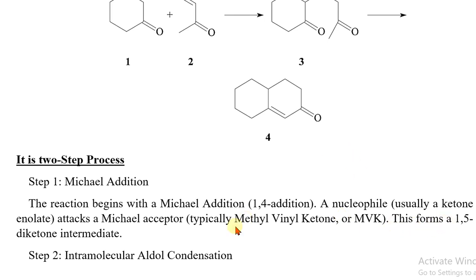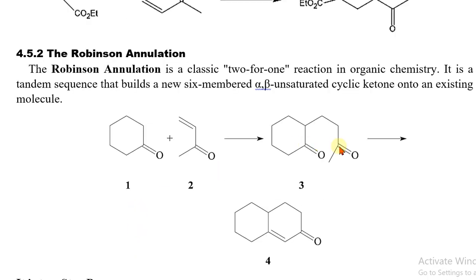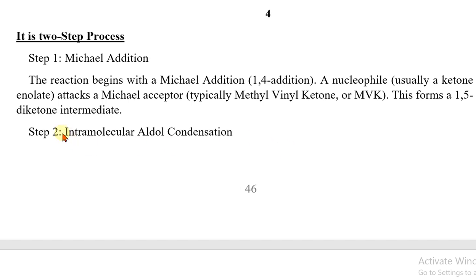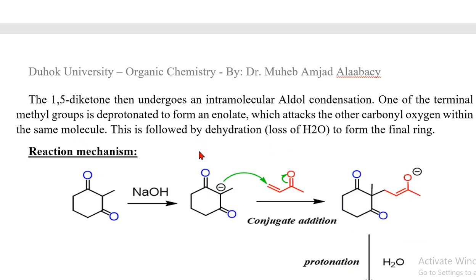So this forms a 1,5 diketone intermediate. This 1, 2, 3, 4, 5, 1,5 diketone compound. So secondly, there are diketones in the same molecule, that means it is an aldol reaction here, condensation reaction type. It will be an intramolecular aldol condensation.